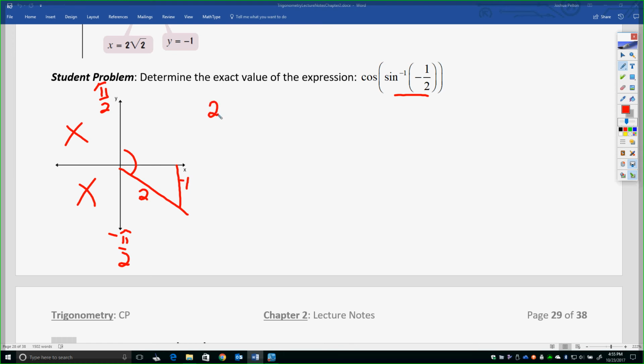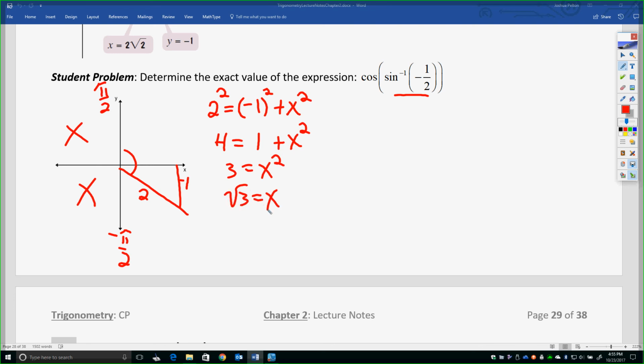So if I do 2 squared, which is the hypotenuse, equals negative 1 squared plus x squared, so 4 equals 1 plus x squared, or 3 equals x squared, or root 3 equals x. Typically it'd be plus or minus, but we know in this case it has to be a positive answer since it went to the right. Okay, cosine is what we need to do now, the outer part, and that is adjacent over hypotenuse, and that is root 3 over 2.